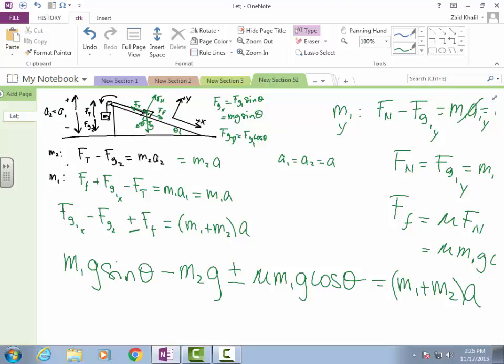Now, which scenario gets applied? Minus or plus? That's right. So it would only be plus. So it's going to be mu M1g cosine theta over M1 plus M2. So cosine theta goes to 1.